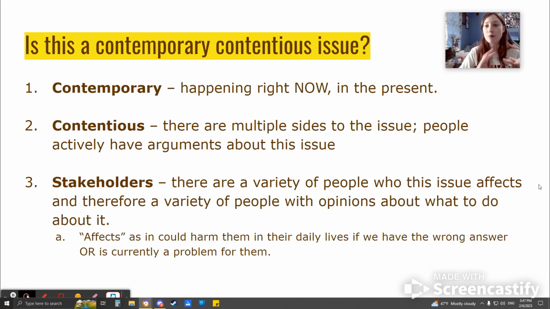So contentious, so there are multiple sides. It's not just going to be everybody agrees on the same thing and this is what you have to do. Stakeholders. So this is where you could have something that's contemporary and contentious, but there aren't really stakeholders. So stakeholders are a variety of people who this issue affects, and therefore a variety of people with opinions about what to do about it. And when I say affects, I mean it harms them in their daily lives, or it's currently a problem. So there is something wrong that needs to be fixed.